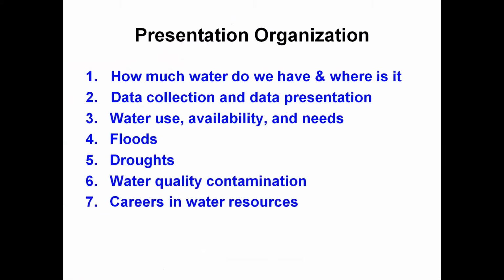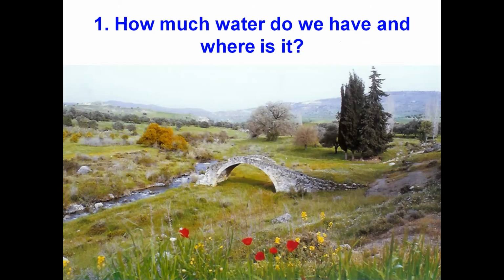Here's what I'm going to talk about. How much water do we have and where is it? Data collection and how we collect data regarding water and present it. And in water use, of course, we have to use water. Floods, droughts, water quality, contamination, and then a brief summary on careers in water resources for those of you interested. The presentation organization: how much water do we have and where is it? Data collection and presentation. Water use, we're going to talk about that. Floods, droughts, water quality, contamination, and careers in water resources. First of all, how much water do we have and where is it?